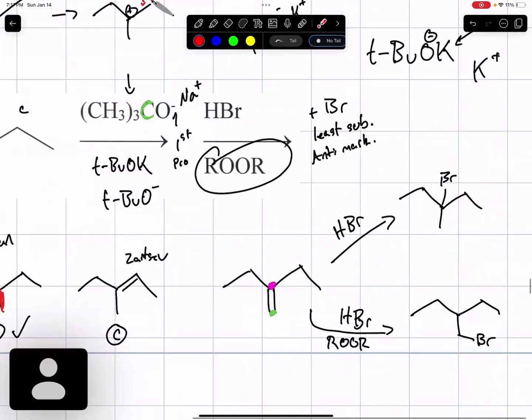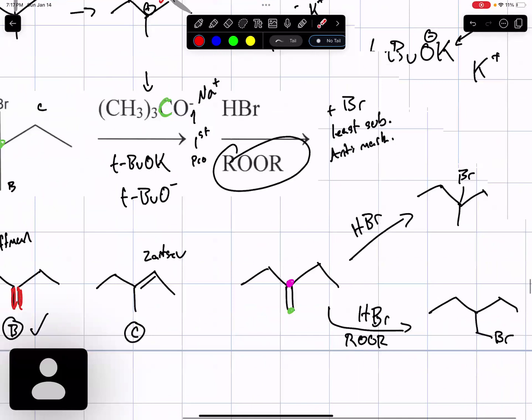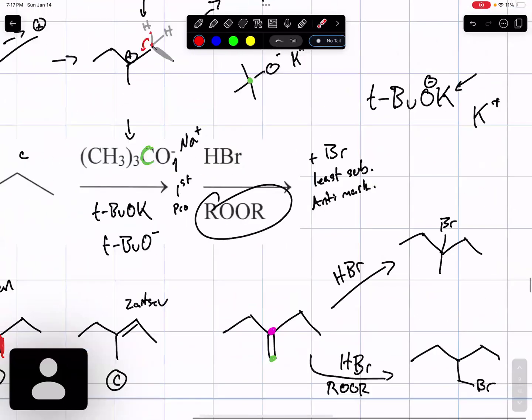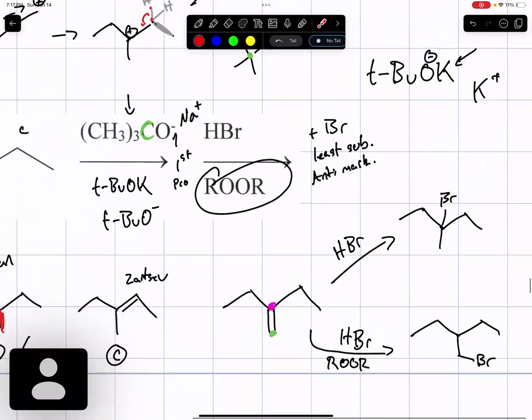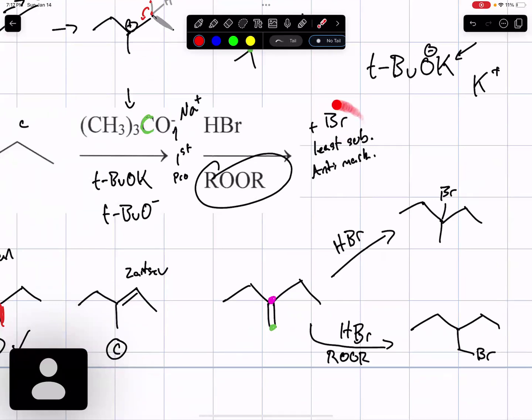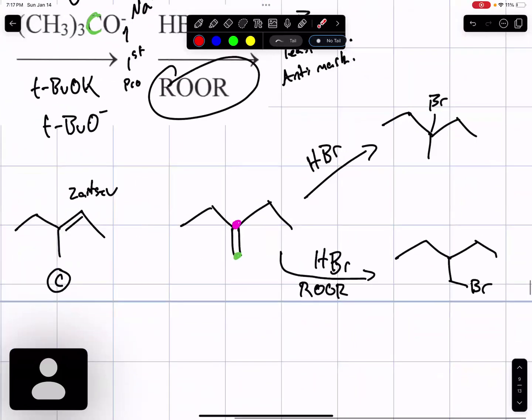And now, after we got our first product, which was the Hofmann alkene, we treated it with HBr and peroxide. HBr and peroxide adds a bromine and technically a hydrogen, but it adds a bromine to the least substituted side. This is an anti-Markovnikov addition. And we just re-emphasize the point.